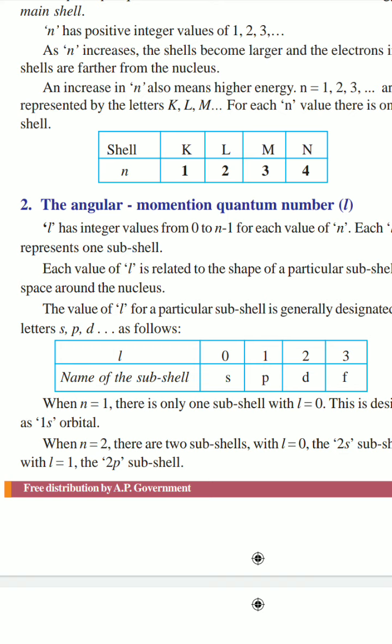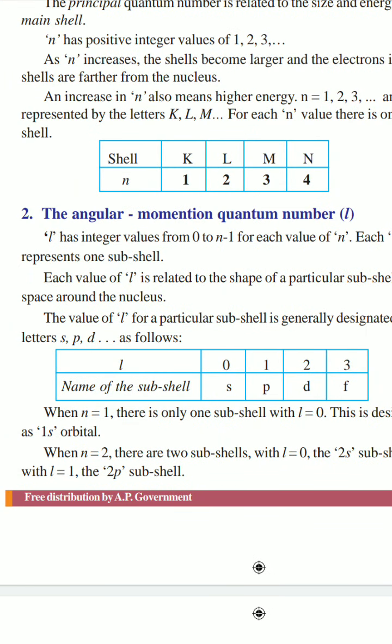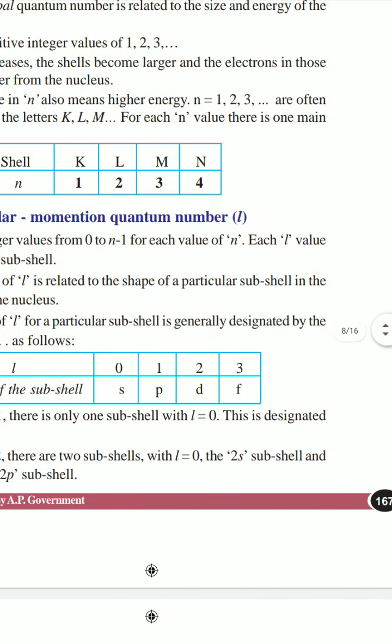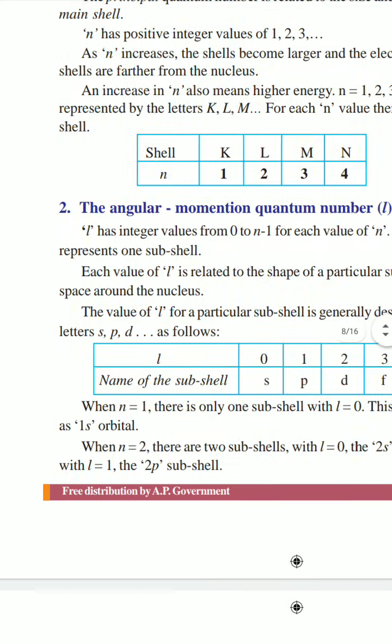Each value of L is related to the shape of a particular subshell. So it gives the shape of the subshell in the space around the nucleus. The values of L for a particular subshell are generally designated by the letters s, p, d. So here you see, children, in the first one, the principal quantum number, we have the main shells K, L, M, N, and in the second one, the angular momentum quantum number L indicates the subshells. In which subshell the electron will be present, those subshells are denoted with s, p, d, f.